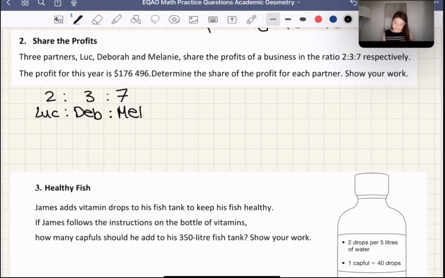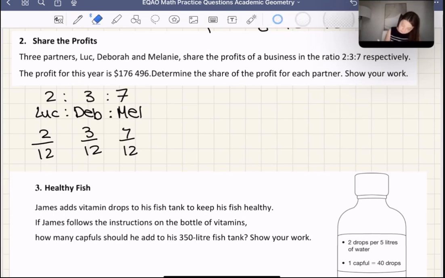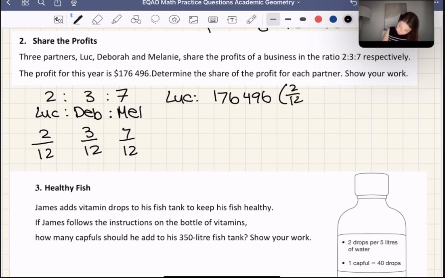Okay. The profit for this year is $176,496. Determine the share of profits for each partner. So Luke would get 2 out of 12, Deborah would get 3 out of 12, and Melanie would get 7 out of 12. So let's start with Luke's share of the profits. For Luke, he would get 176,496 times 2 over 12.